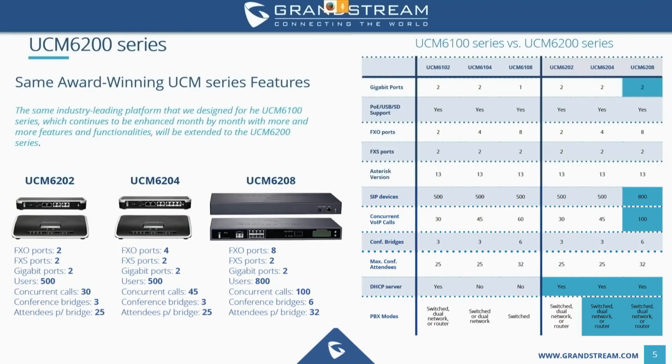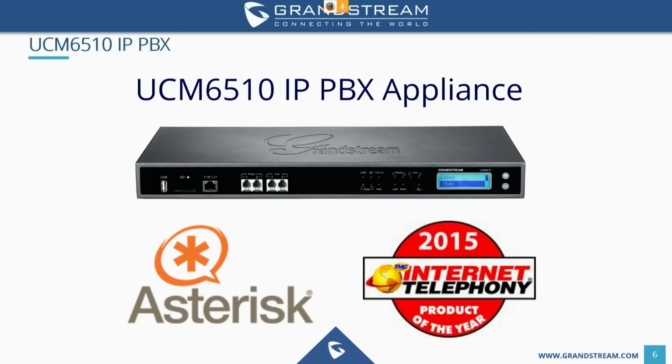If you are looking for something that has a built-in DHCP server, which I know makes installations and provisioning a lot easier, all 6200 series models have a built-in DHCP server. All of the 6200 series models also support switched dual network or router mode, where on the 6100 series only the 6102 offers that. 6102 and all 6200 series models also have built-in firewalls. So that's a quick little introduction to the UCM 6100 series and UCM 6200 series.